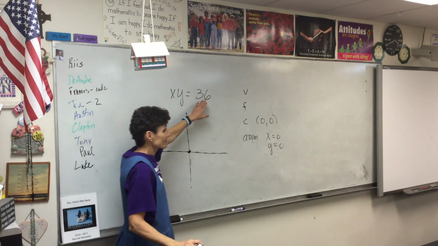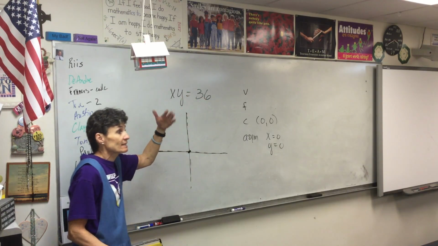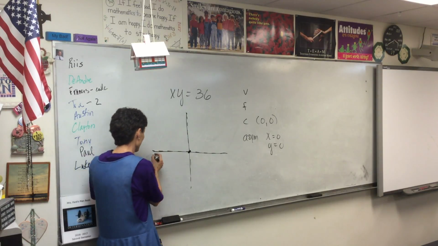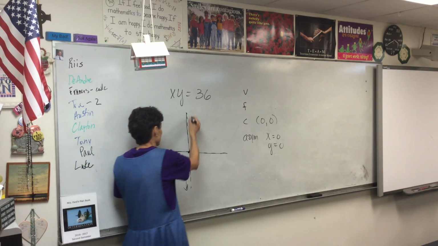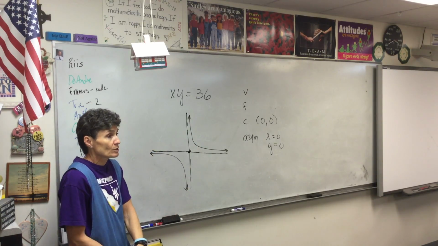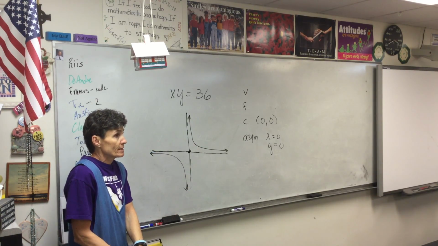Now, that's a positive number. You may remember what's the significance of that. It's a positive number. It's in quadrants 1 and 3. So you have this hyperbola that is in quadrants 1 and 3.